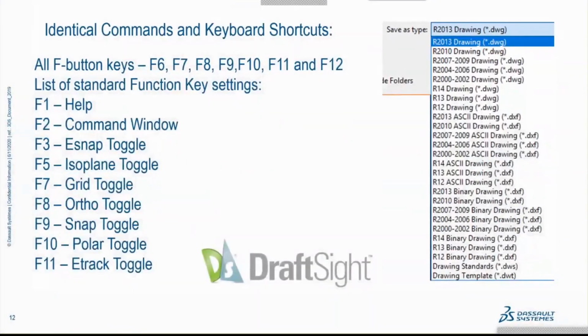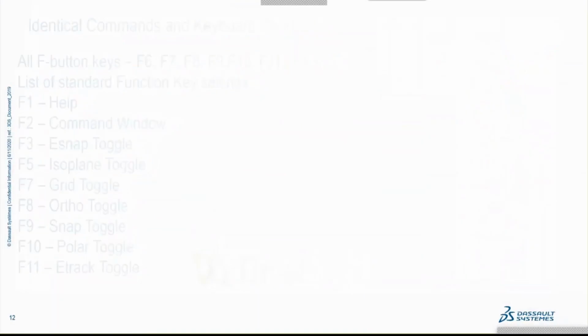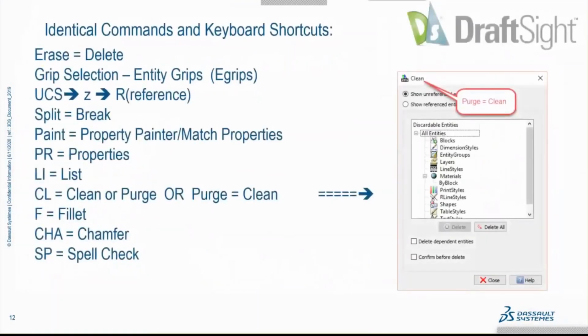Okay, so there are our keyboard shortcuts. That's just F keys. Some more keyboard shortcuts and commands: if we type in erase or E for delete, we get that alias. In AutoCAD, erase is to erase things. Also, I can click delete or enter delete. Either way, that alias is delete. So if I type in one or the other, DraftSight is going to know what I'm talking about.